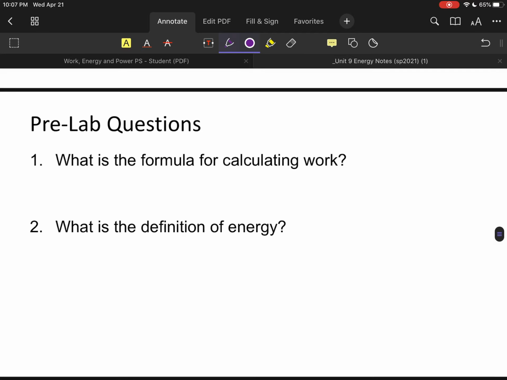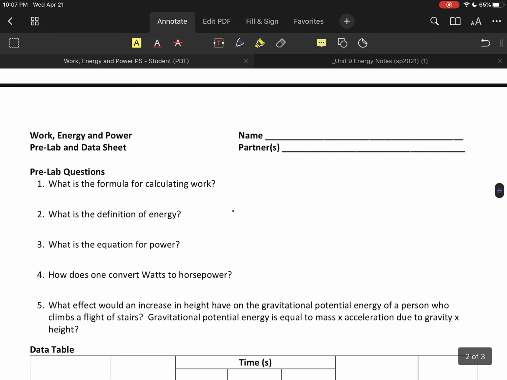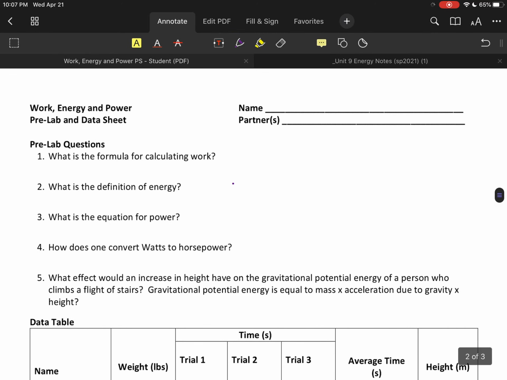What are we really talking about? So on your, let me go to it here. On this page here, we're going to start answering that question of what is power and what am I really talking about when I'm using that term. So for our pre-lab questions, let's just go through and write these out.